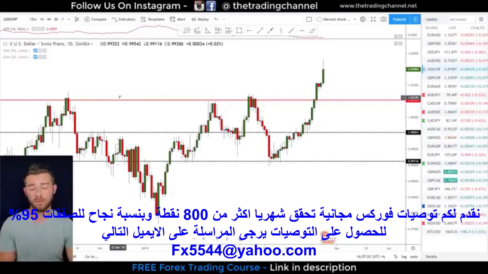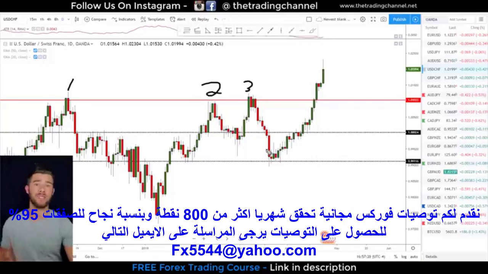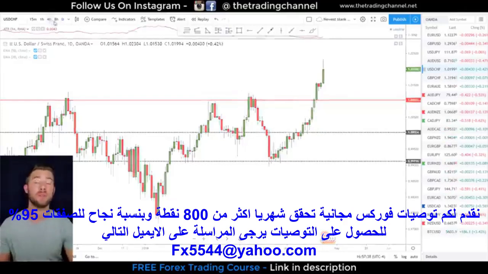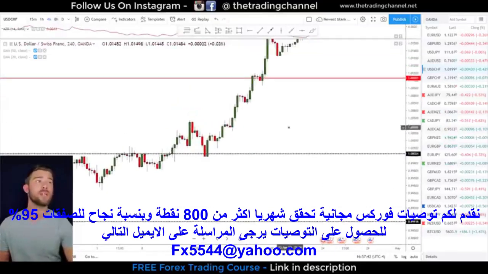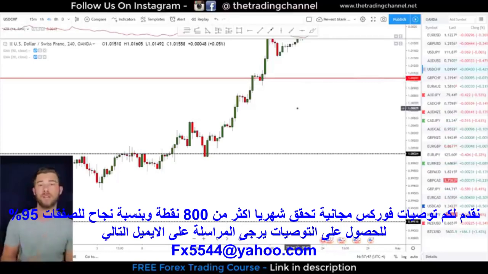Well, if we use this top level, the red line here, you'll see that it's been tested more than 3 times as structure resistance. With that being the case, it was definitely a level we were looking at for possible counter trend shorting opportunities. But if we drop down to a smaller time frame, my personal trading time frame is the 4-hour chart. Right here at this red line, do you see any reason to enter a trade?